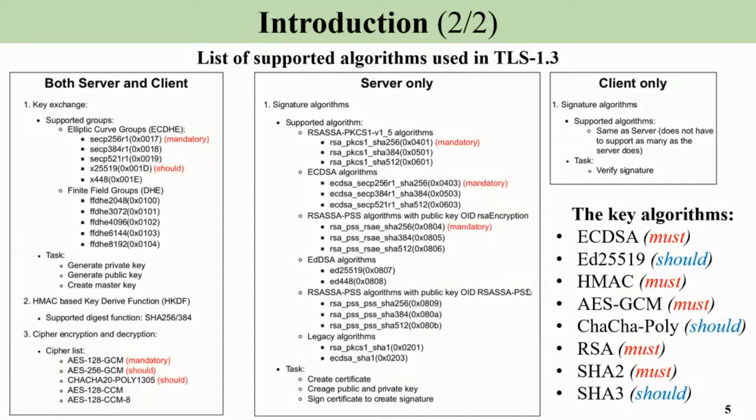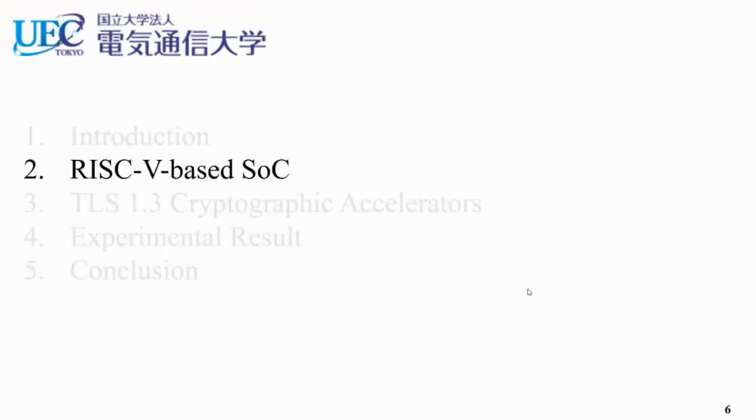Some are mandatory, some recommended, and some are just optional, for backward support. So the key algorithms here are the ECC, could you see the EdDSA and also the elliptic curve, the HMAC, the AES-GCM, and the new ChaCha-Poly that they included very recently, and the good old SHA-2, SHA-3 and RSA. So we aim to include all of these into the newly developed RISC-V SoC.